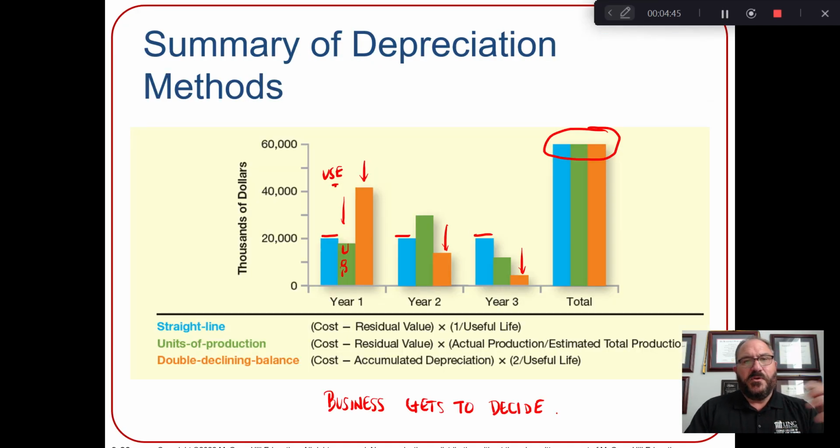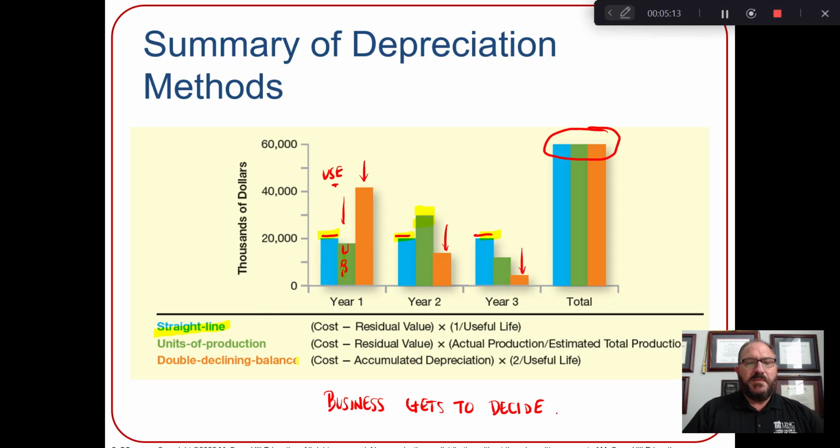All right, here what they're looking at are the differences. So here's the straight line in blue. So notice in blue, straight line is exactly what it sounds like. It's even all the way across. Units of production, that's right here, that goes up and down depending upon how much you're using it. Like this second year right here, we used it a lot more.